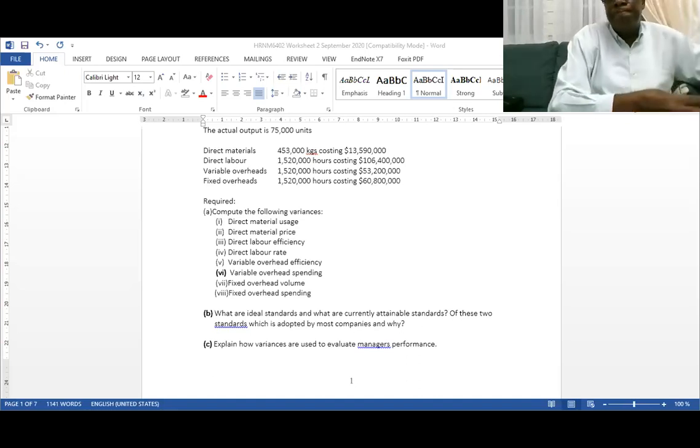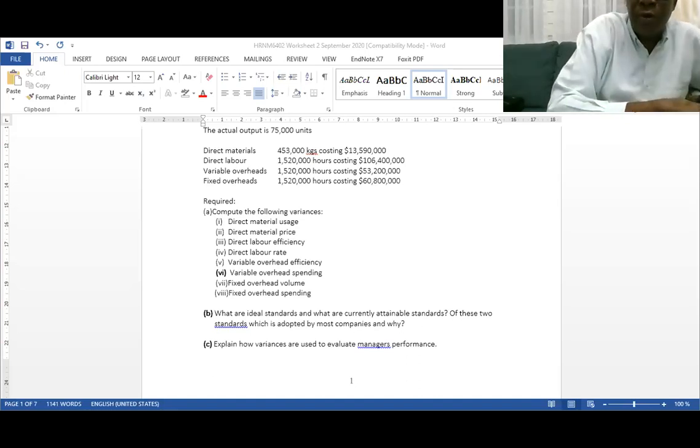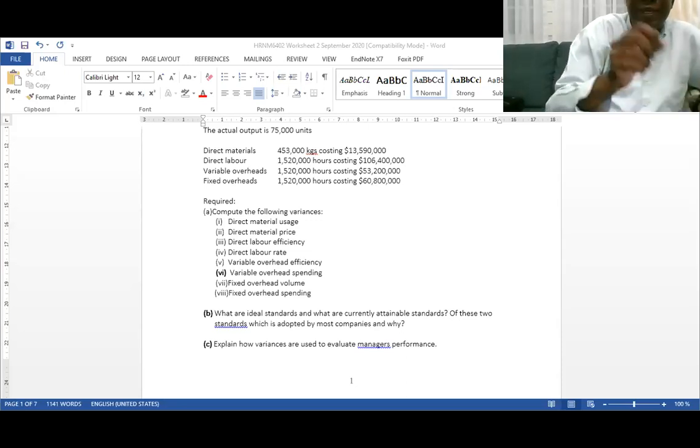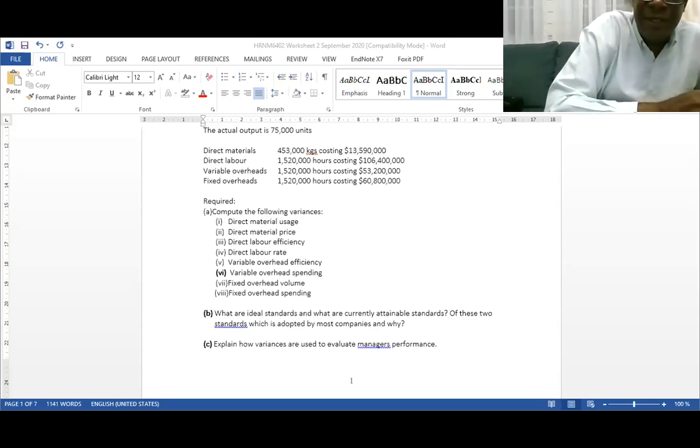So that's the role of the ideal standard. It helps to shape what is an acceptable standard. What is an acceptable standard today is not an acceptable standard tomorrow.